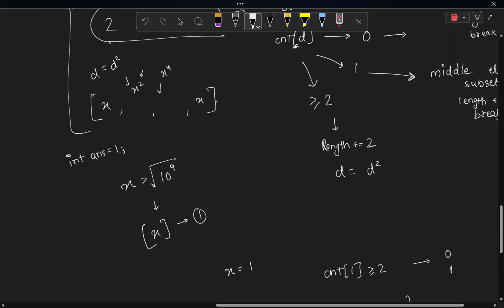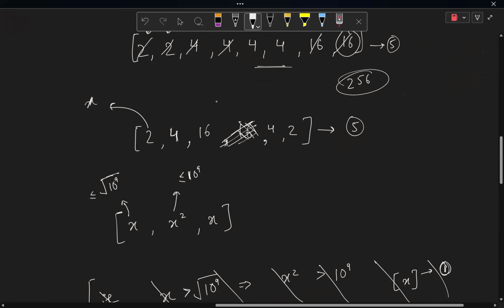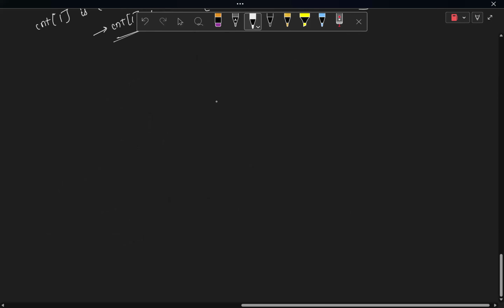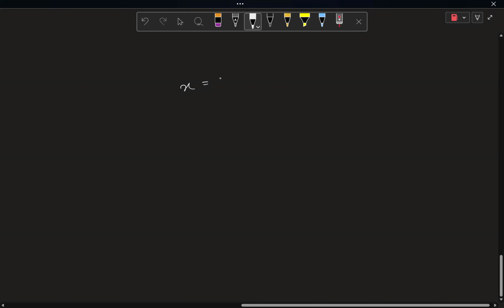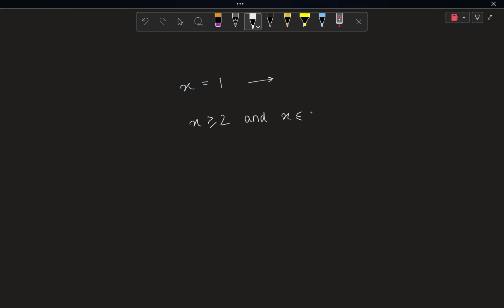I have explained even the small details completely in a beginner friendly way. So yeah, that's it. We have covered all the cases for this. So if x is equal to 1, we know how to do this. If x is greater than or equal to 2, and x is less than or equal to square root of 10 raised to the power 9, or in simple words, for coding, you can just say that x into x is less than or equal to 10 raised to the power 9. It is the same thing as saying x is less than or equal to square root of 10 raised to the power 9. We know what to do. And for all x greater than 10 raised to the power 9, you don't have to do anything.